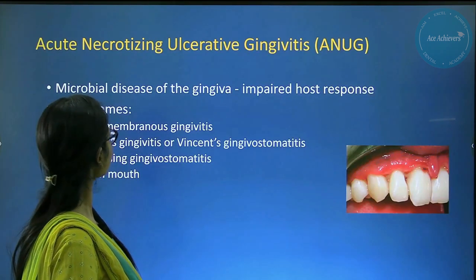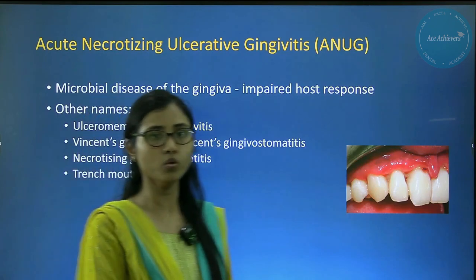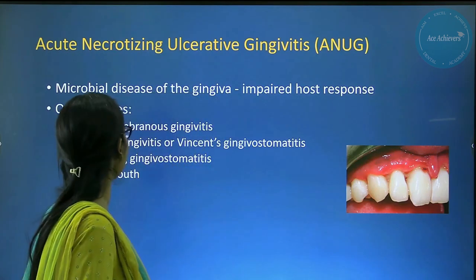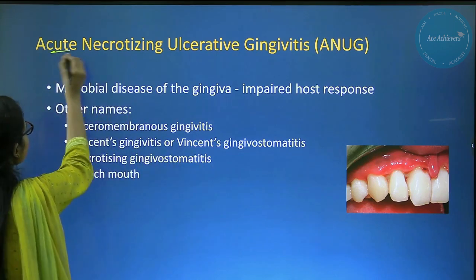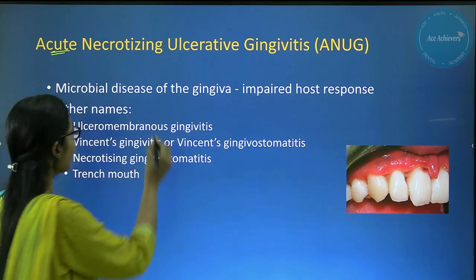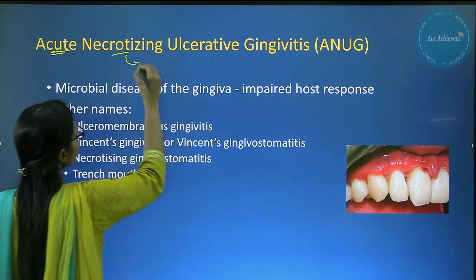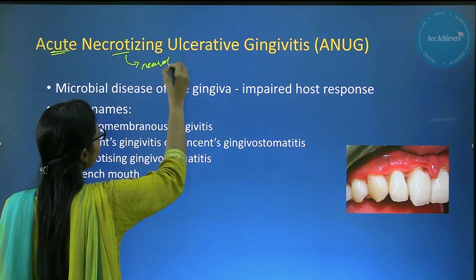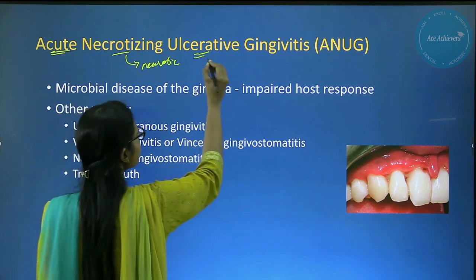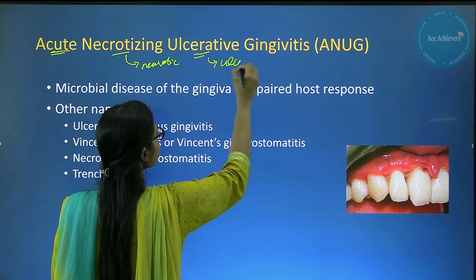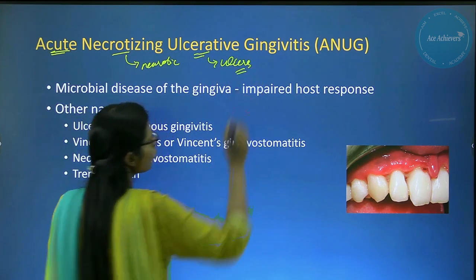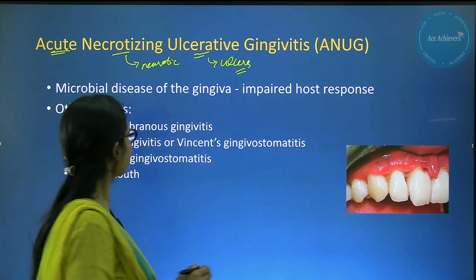Now the first one is acute necrotizing ulcerative gingivitis. As the term indicates, this is again going to be acute in nature. Necrotizing means the presence of some necrotic areas. Ulcerative means it shows its clinical presentation with ulcers. Gingivitis is the inflammation of the gingiva.